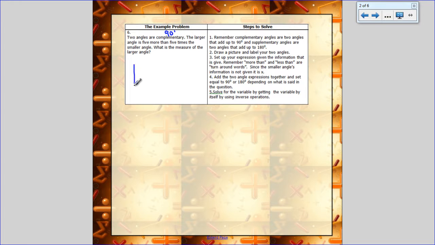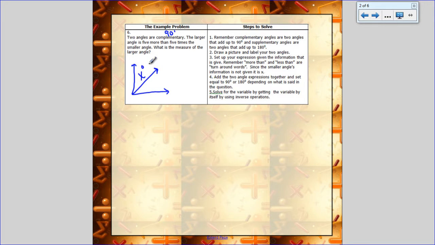So I know that it's got to be a 90-degree angle, so it looks like this. But if it's complementary, it means that it's split into two different angles. And I'm going to label what I know. So I know that the larger angle is 5 more than 5 times the smaller angle. But nowhere in my problem do they tell me anything about the smaller one. That means I'm going to call the smaller one x, because I don't know what it is.